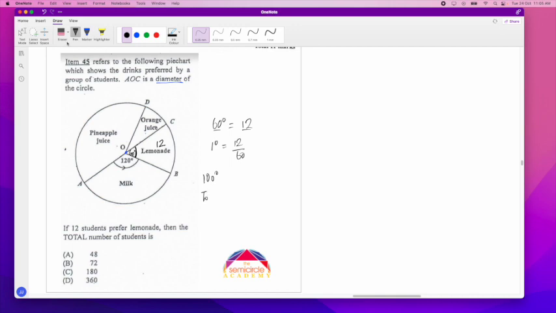No, not 100. What's wrong with me? I'm thinking about 100%. No, not 100 degrees at all. It's 360 degrees, which is the total. It will be 12 over 60 multiplied by 360 over 1. These zeros will cancel. 6 into 6 is 1. 6 into 6 is 1. 6 into 12 is 2. And 36 times 2 will give us 72. So we have 72 total students, B.